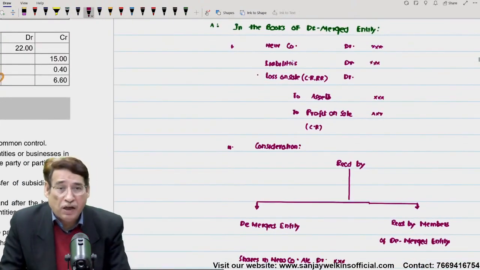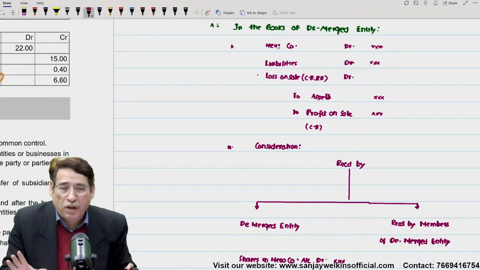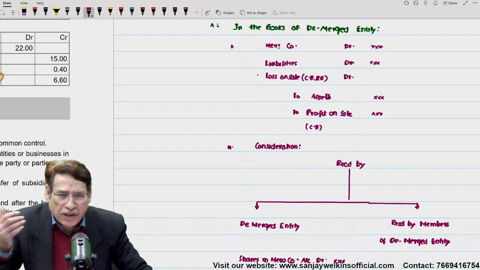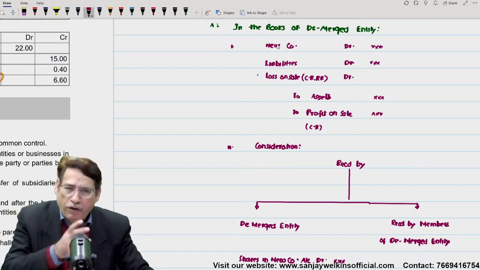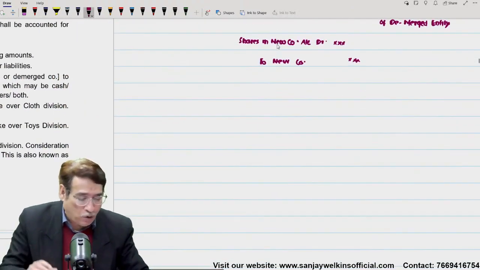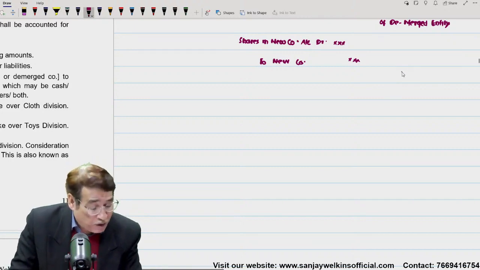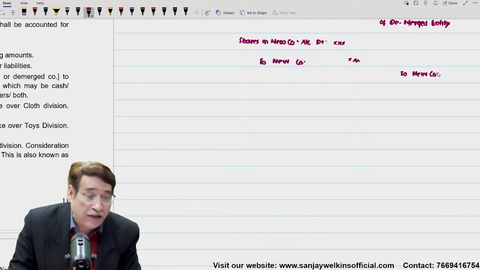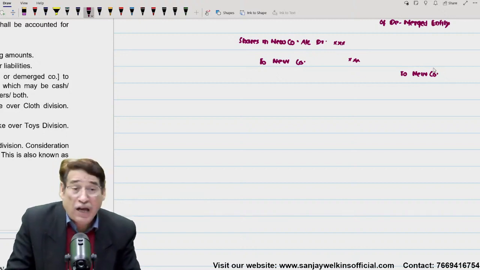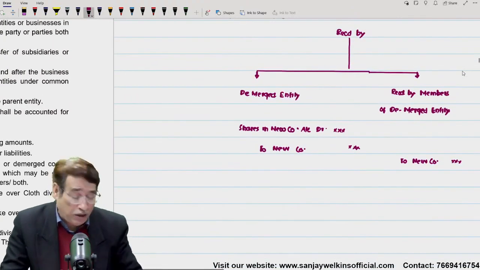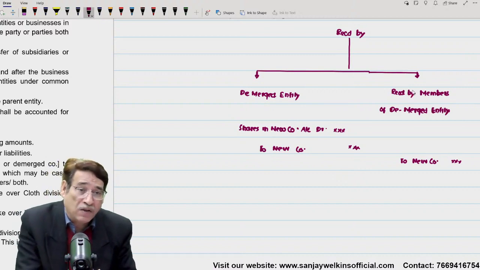Because in your entry, you have debited the new company. Whenever the new company discharges the consideration, whether it is received by the demerged entity or by the members of the demerged entity, irrespective of that, you are going to credit the new company account. It is very important because when the new company has discharged its liability of paying the consideration, you cannot let it stay on the debit. So you will have to credit the new company account because the new company has discharged the consideration, whether it is being received by the demerged entity or by members.